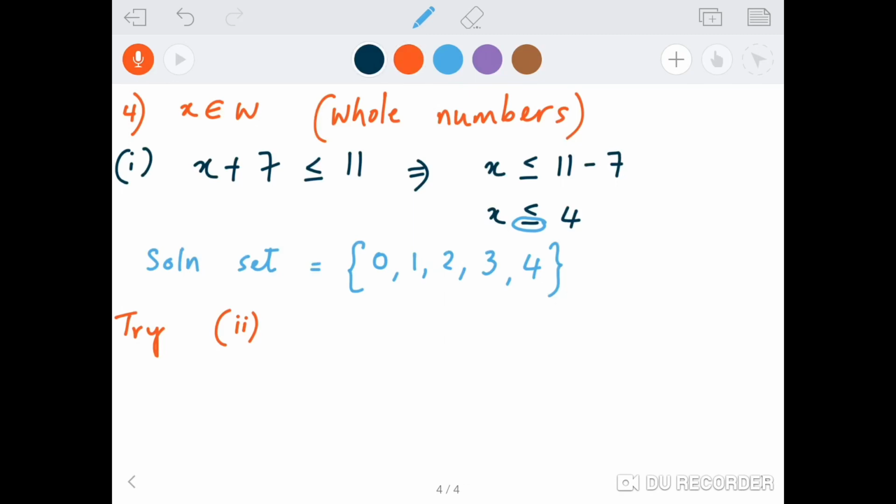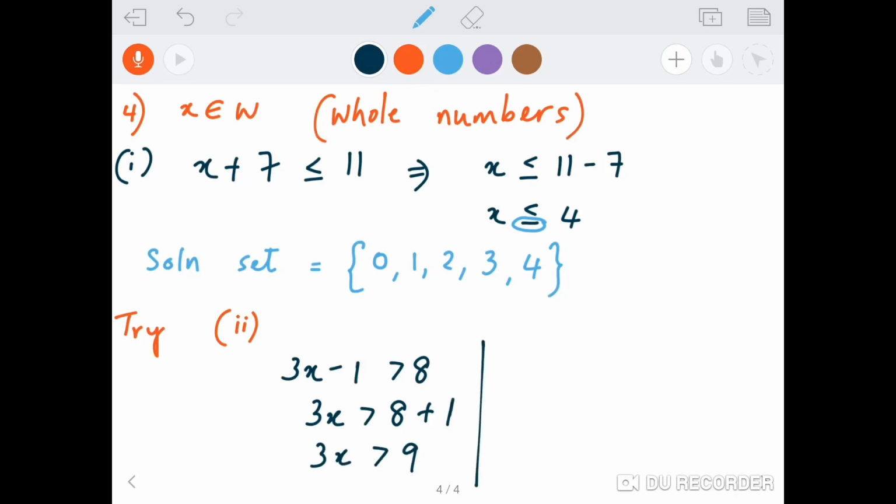Alright, let's try the second one now if you haven't done that already. 3x minus 1 is greater than 8. So I'm just going to move that on the right hand side. So that's going to give me 8 plus 1. So 3x is greater than 9. This implies x is greater than 9 by 3, which is equal to 3. So my answer is just going to be x greater than 3.